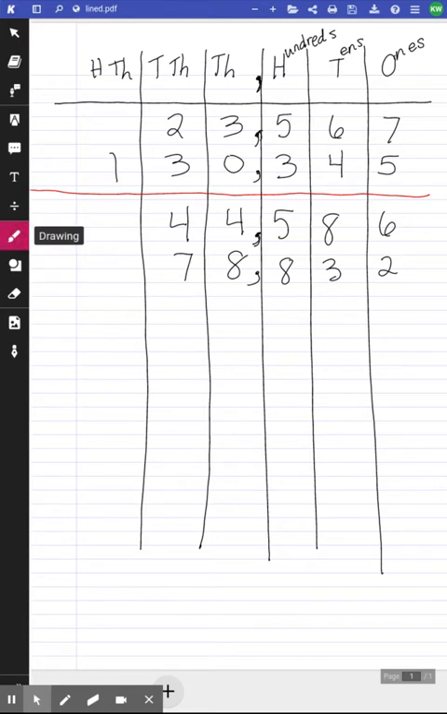So if I wanted to write it, and I'm going to squeeze it over here, 44,586. What symbol is going to go in that circle? Greater than, less than, or equal to. 44,586 is less than. So it looks like that. 78,832, right? If you got that one right, give yourself a big old high five in the air.